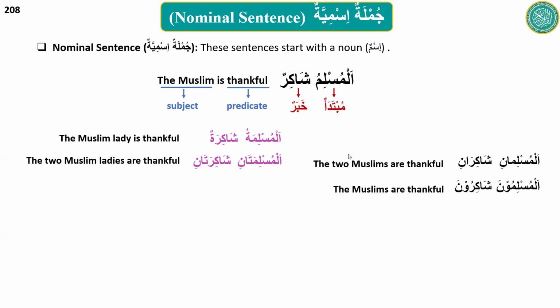Taimiyah, what is the nasab form of Al-Muslimatani? المسلمتين. Very good. And what is the jar form of Al-Muslimatani? المسلمتين. Yeah, same. Nasab and jar are the same. All right. Good job, Taimiyah. Okay, next one.